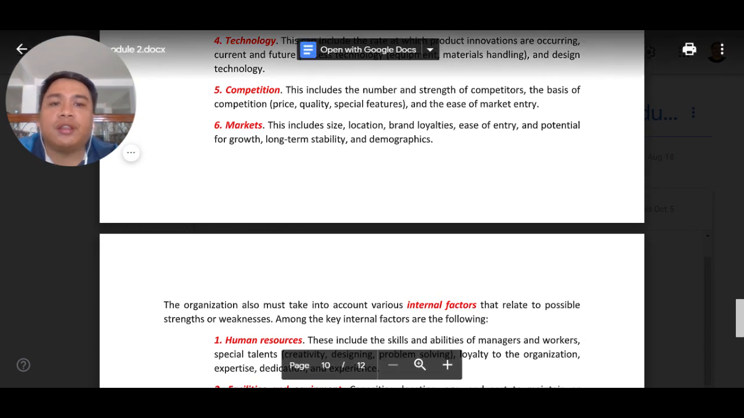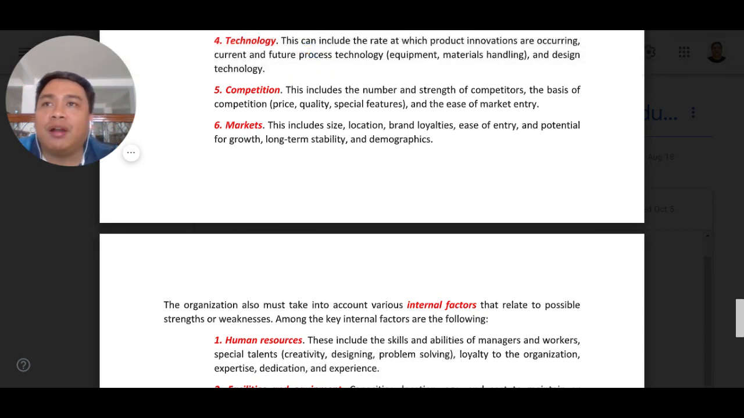Yung ease of entry, madali bang magpatayo ng business. Kasi karamihan pag magpatayo ka ng business, ang daming permits na kukunin mo. Okay? Pag small business ba, kailangan mo bang mag-apply ng DTI, ng BIR mo? May question sa akin yan noon. Sir, yung mga online seller ba, kailangan bang mag-register? Yun yung mga question nila. Okay? So, which is very potential. Potential for growth and long-term stability.